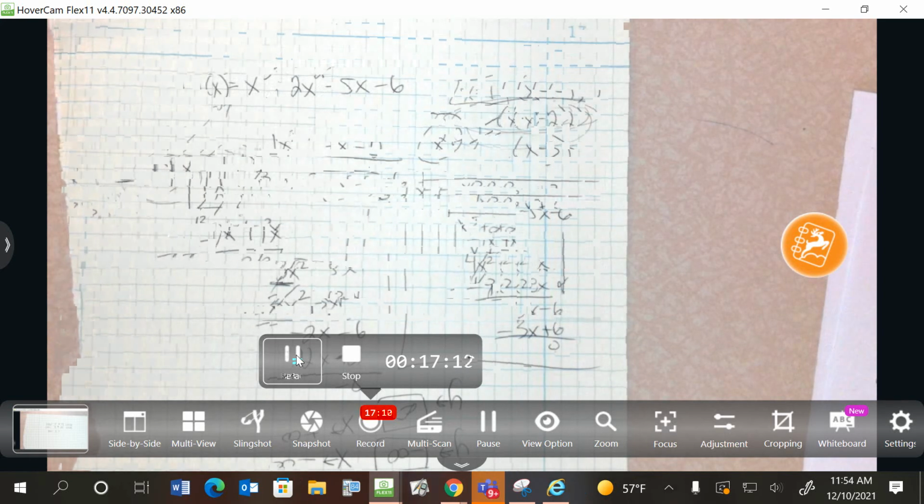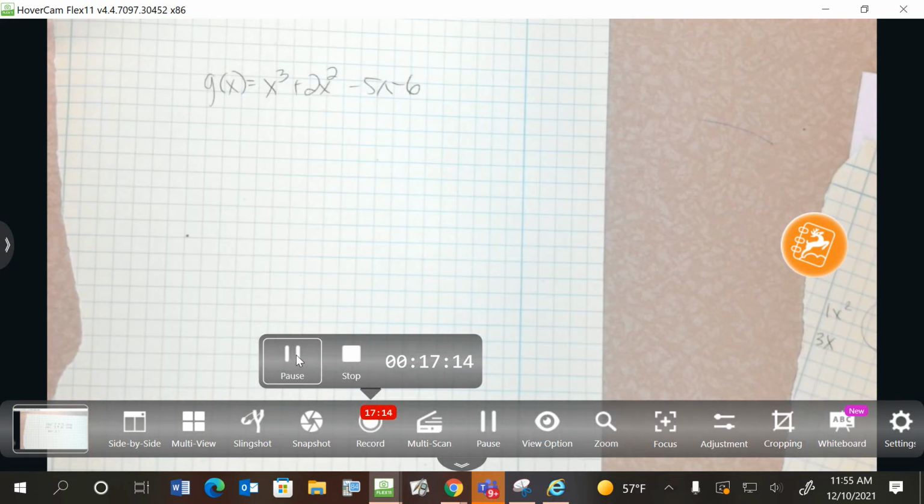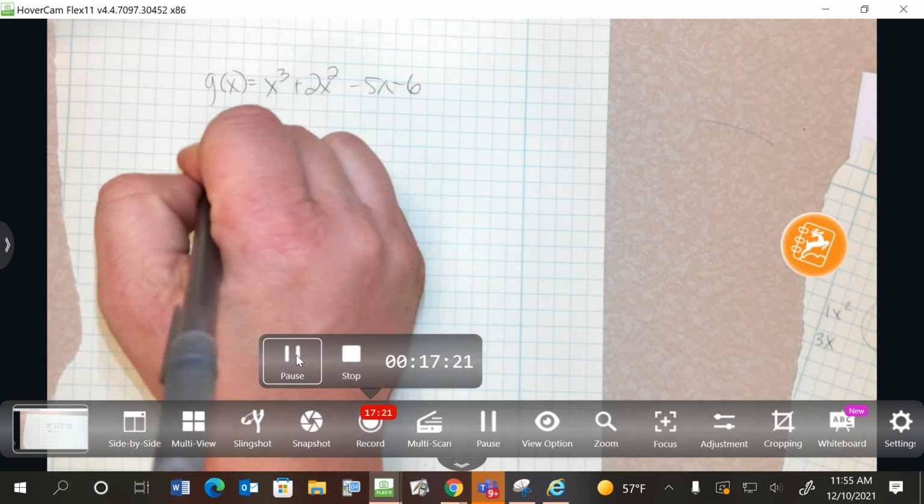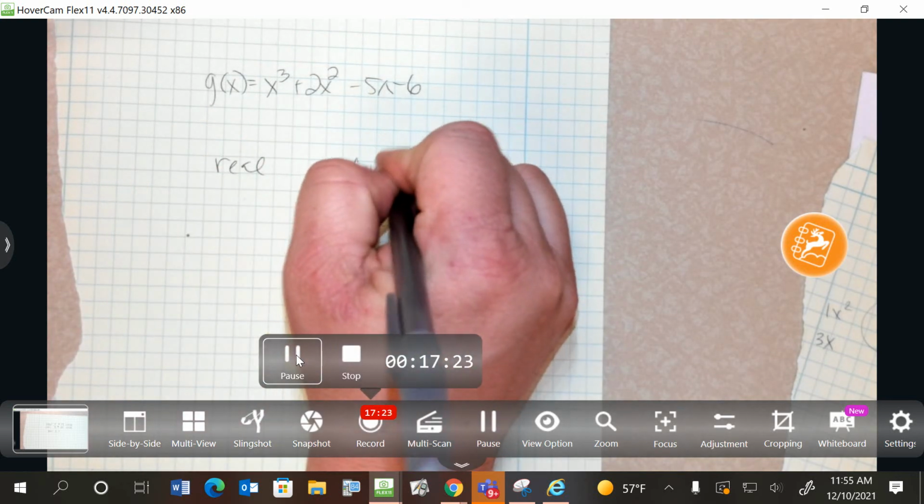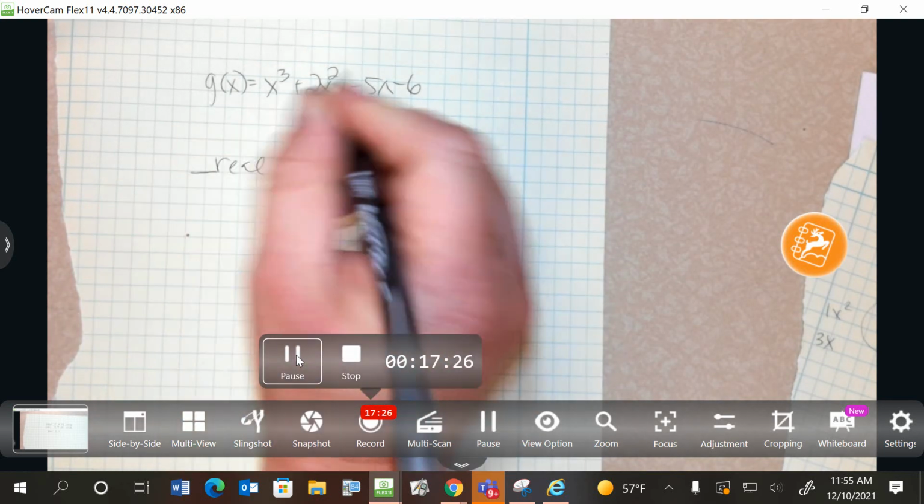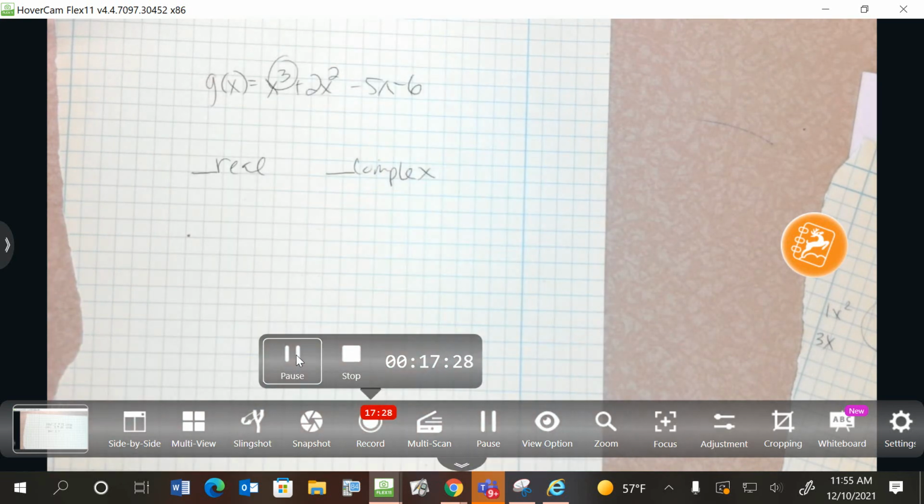If we're provided this problem and we're asked to determine the type of root, so we're talking about imaginary and real. Sometimes they call them complex instead of imaginary. So I'm going to write down real and complex. Well, how many should there be? Well, in this function, there should be a total of 3.